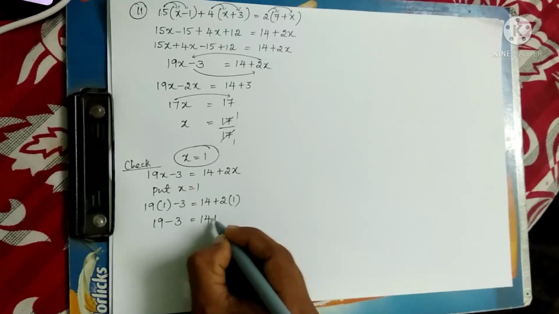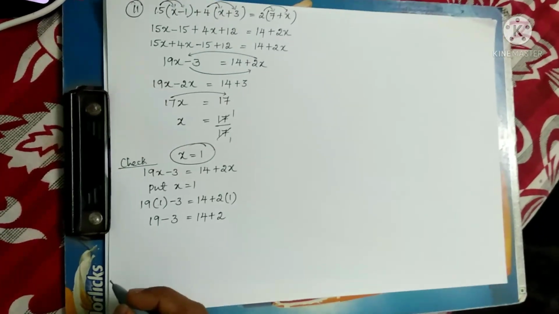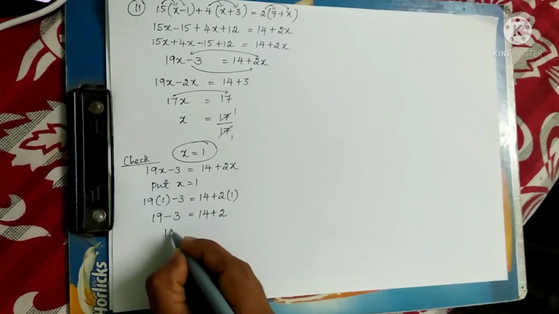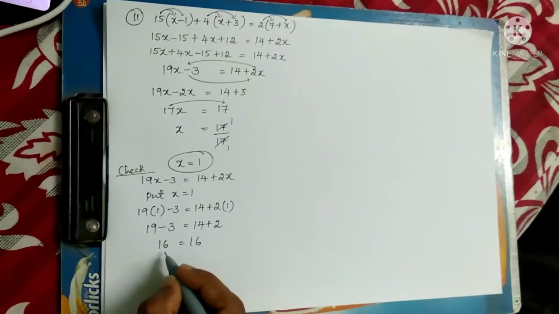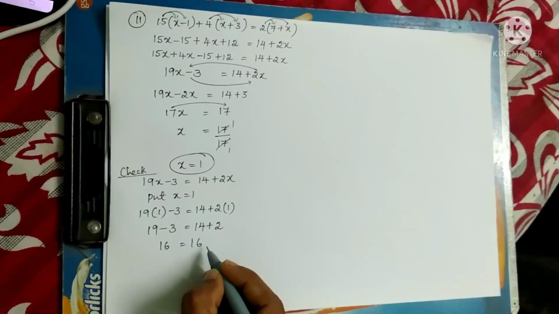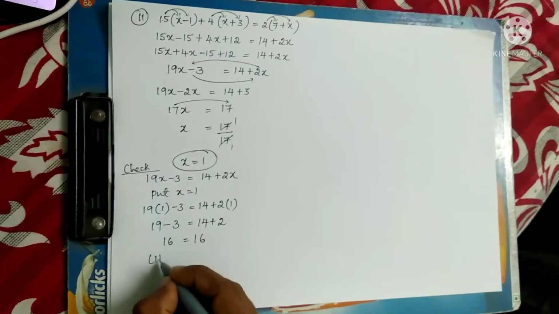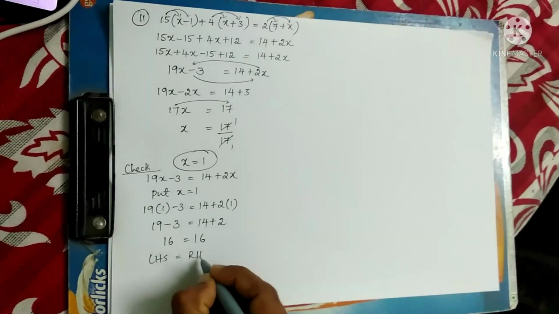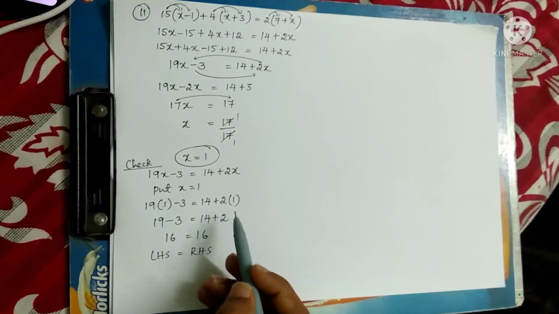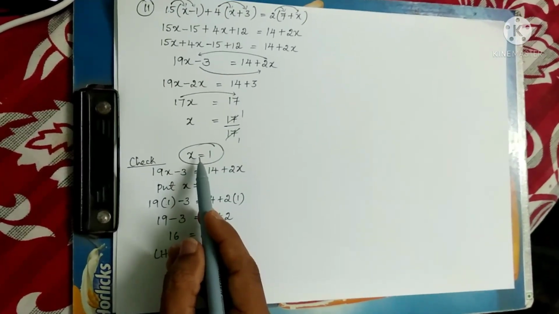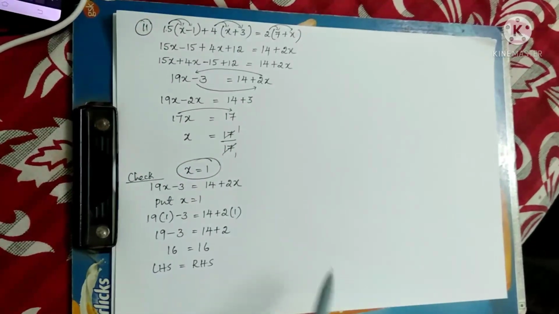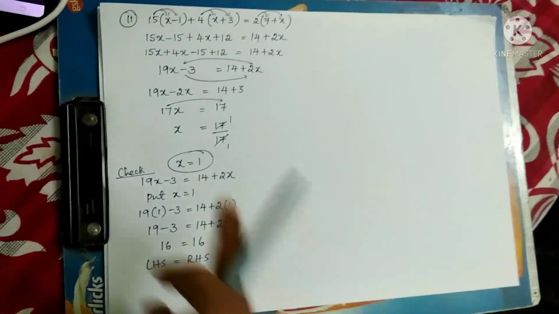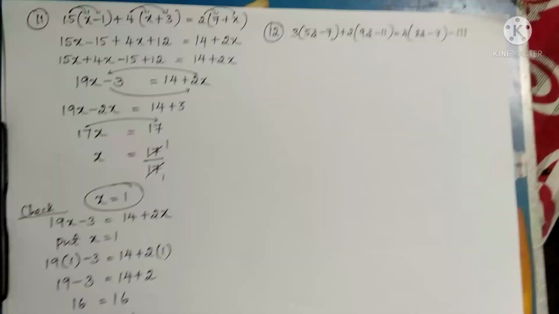Okay, so 19 ones are 19, minus 3 as it is, which is equal to 14 plus 2 ones are 2. 19 minus 3 is 16. 14 plus 2 is 16. So we can see LHS and RHS are same, meaning LHS is equal to RHS. If LHS is equal to RHS, then we can say that the value of x equal to 1 is the solution of the given equation. So this is question number 11.